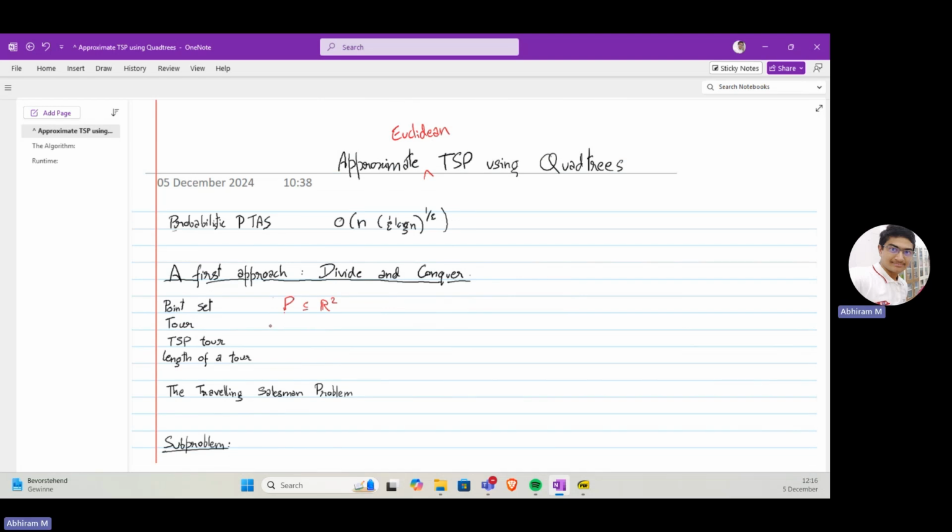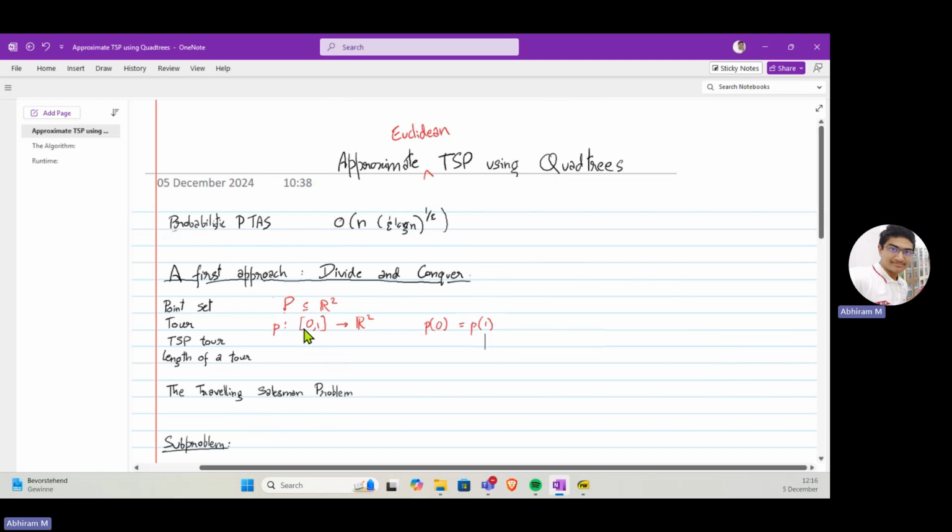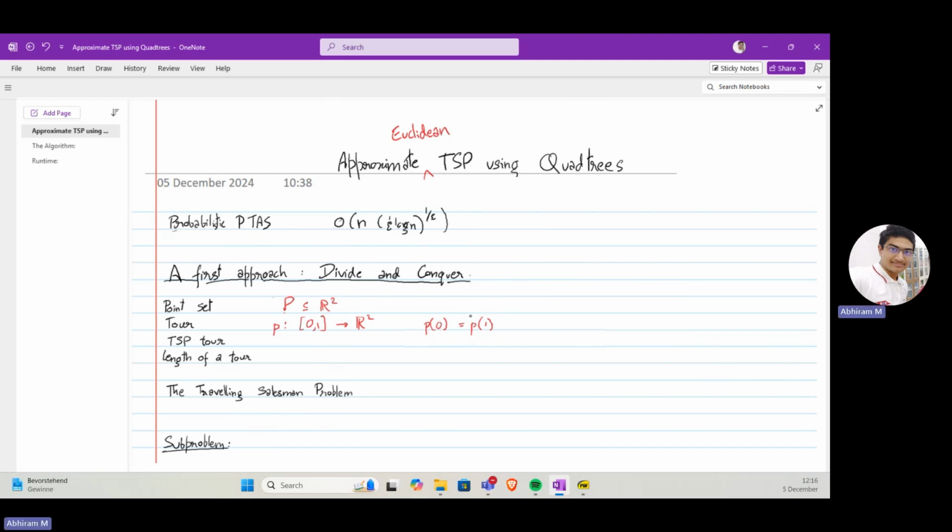A tour is just a function such that it starts and ends at the same point. Think of the variable that we're giving as the input to be the time. As time progresses, we move on the plane and we start and end at the same point. That makes it a tour. We also require that our tour is continuous and piecewise differentiable.